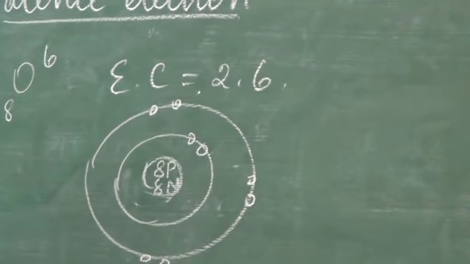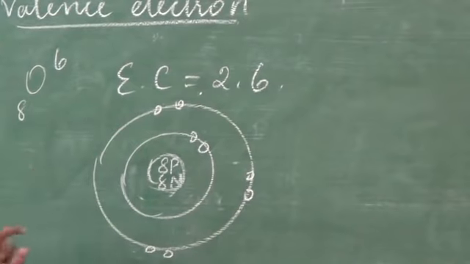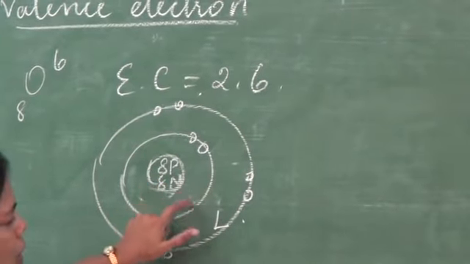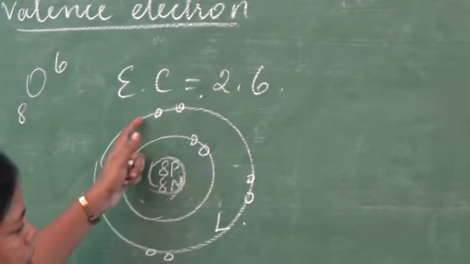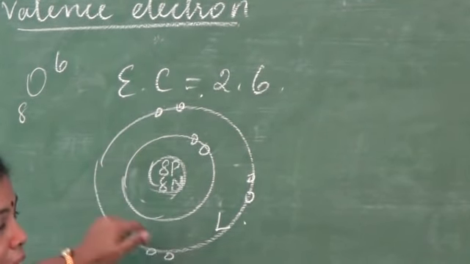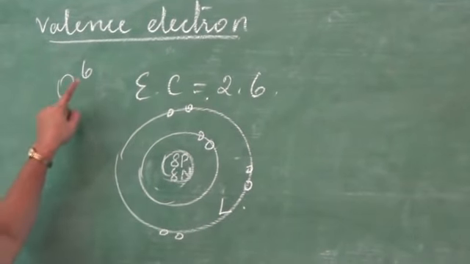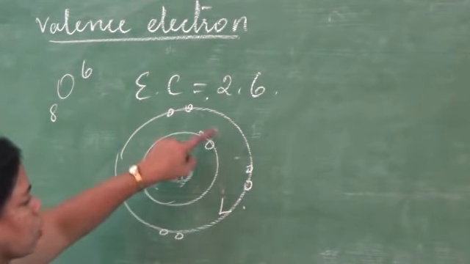While drawing the geometric representation of the oxygen atom, the L shell is the outermost shell. This is the inner shell, the shell which is nearest to the nucleus. The shell which is present at the last is called the outermost shell. Here in oxygen, the outermost shell is the L shell that contains 6 electrons.